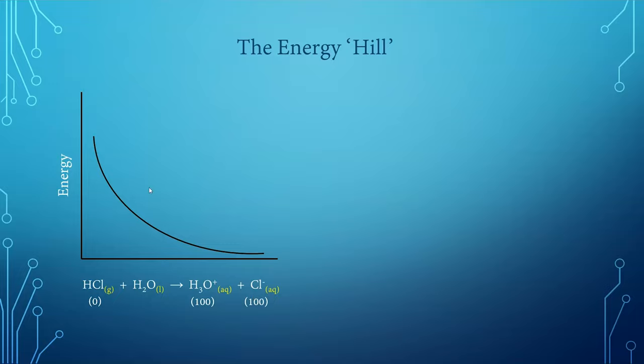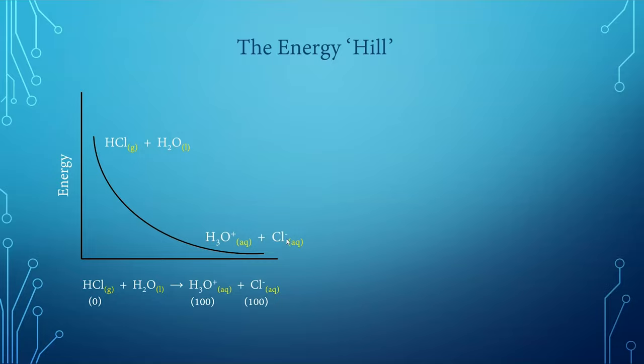The same way if you put a ball at the top of a hill and it rolls down the hill, or you have an excited electron and it falls back to the ground state, a chemical reaction will always want to go in the direction that is at the bottom of the hill, i.e. the lowest energy. So the HCl and the water in this particular case would be at the top of the hill. That tells us that they're not as stable as they could be, that if they could react with each other, they could form stronger bonds and get rid of some of their stored potential energy. That means, of course, that the hydronium ion and the chloride ion are at the bottom of the hill.